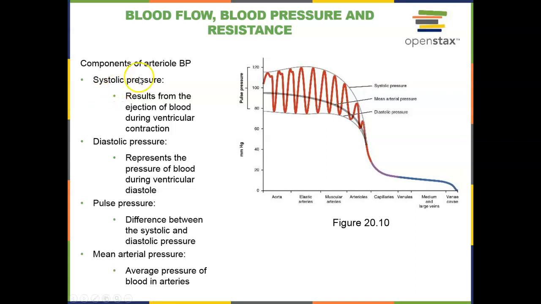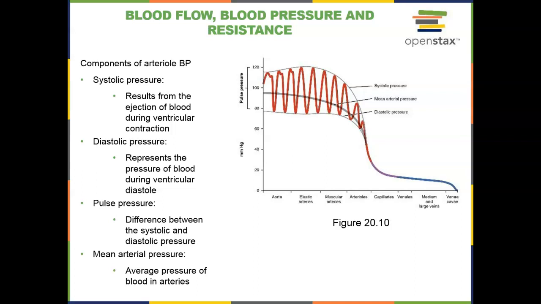So how do we measure blood pressure? We typically look at our arterial blood pressure. Arterial blood pressure is always going to be higher than venous blood pressure because it's closer to the heart. There's more pressure coming from the heart. Venous blood pressure has a lot less pressure than arterial.